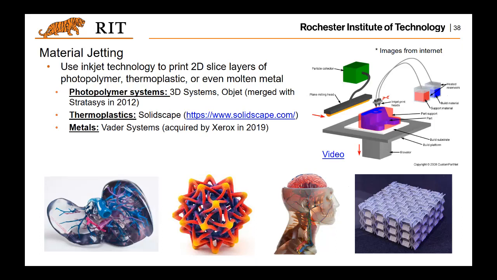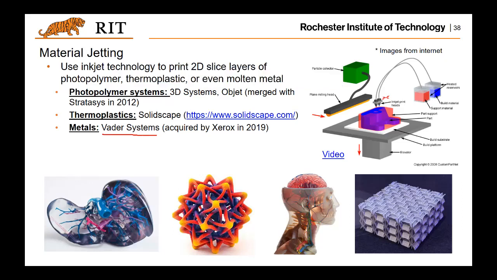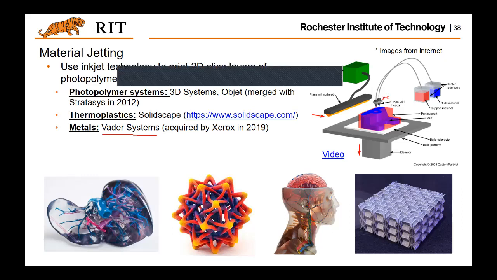So quite different materials could be used, like photopolymers, thermoplastics, or even metals. Actually, we have such a metal jetting machine in our Brinkmann lab. It was invented by Vader Systems, and Vader Systems was acquired by Xerox in 2019, and now this technology belongs to Xerox. So it's similar. Although different materials are utilized, they all share the common concept for the production. And so let me play the video again.